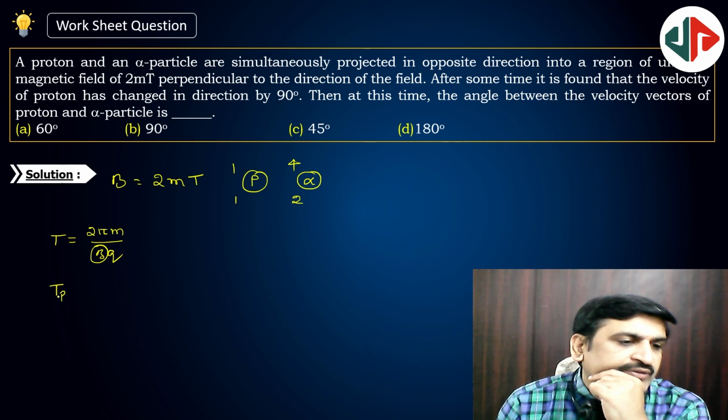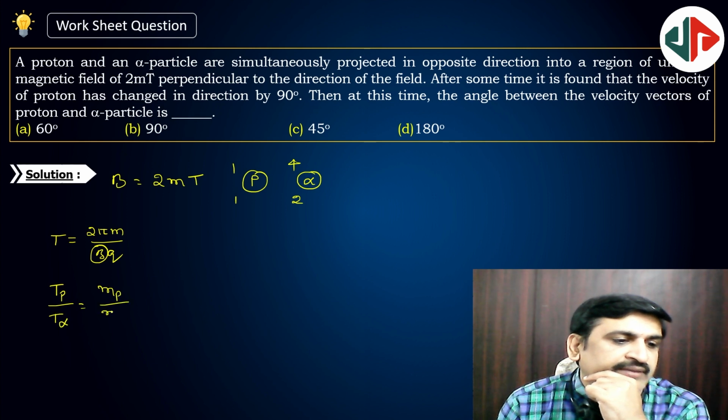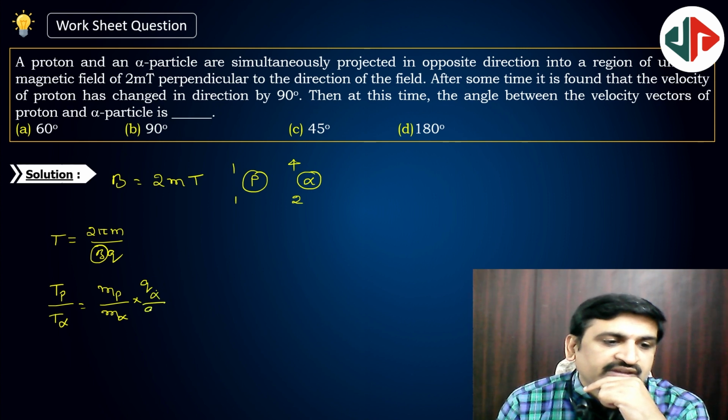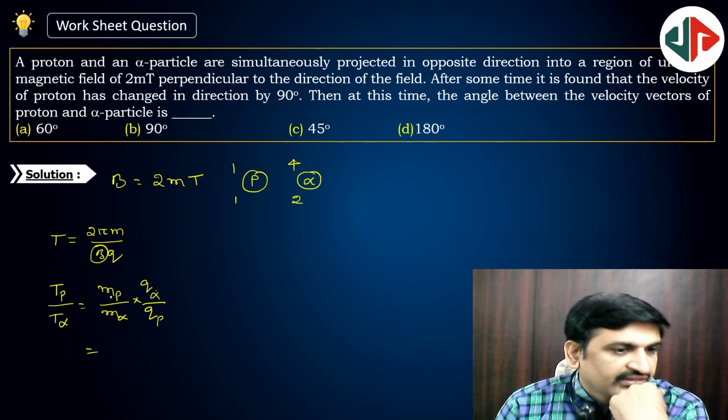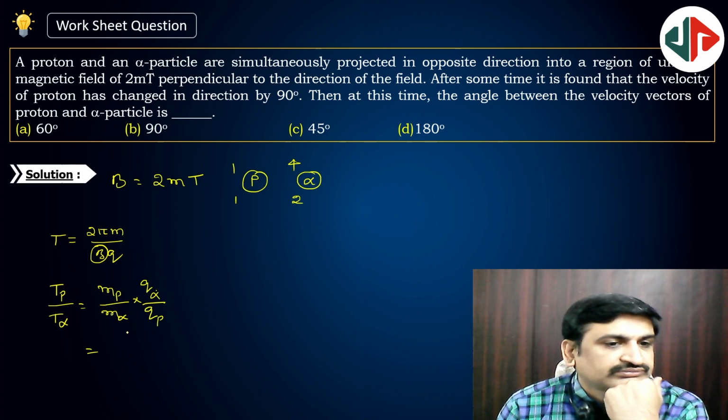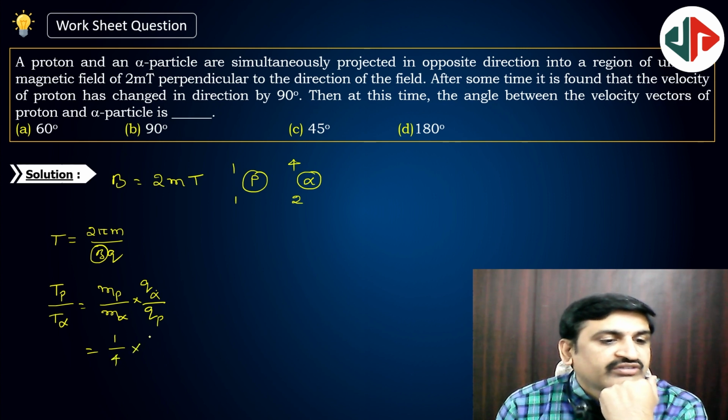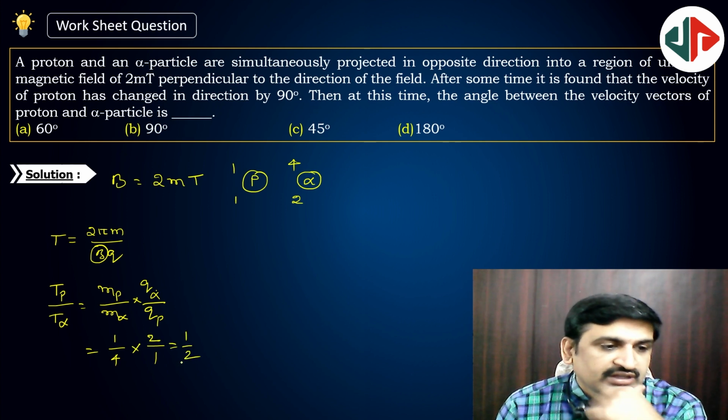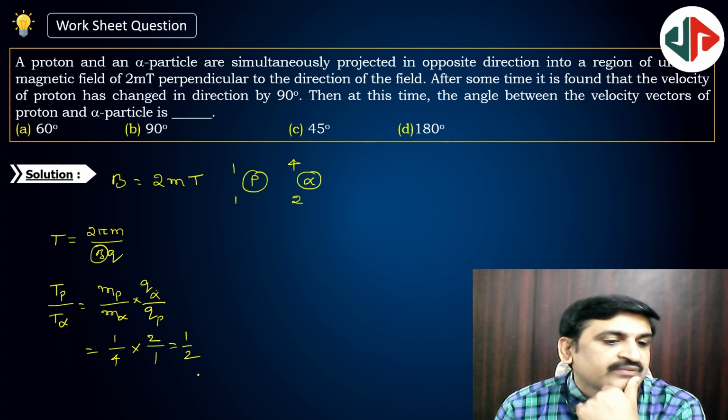So the time period of proton by time period of alpha particle is M of proton by M of alpha into Q of alpha by Q of proton. That is 1 by 4 into 2 by 1. So it will be 1 by 2 ratio. That means one's time period is 1, the other one's time period is 2.